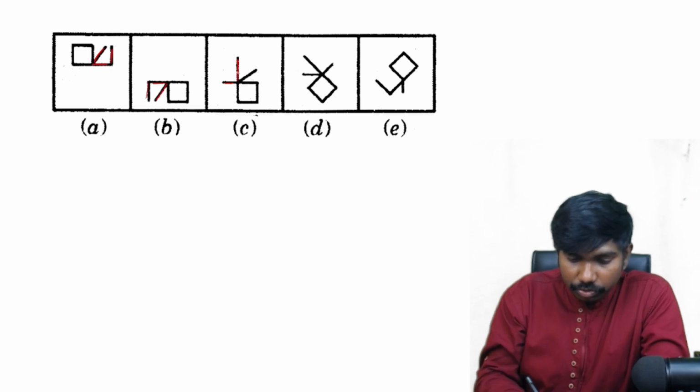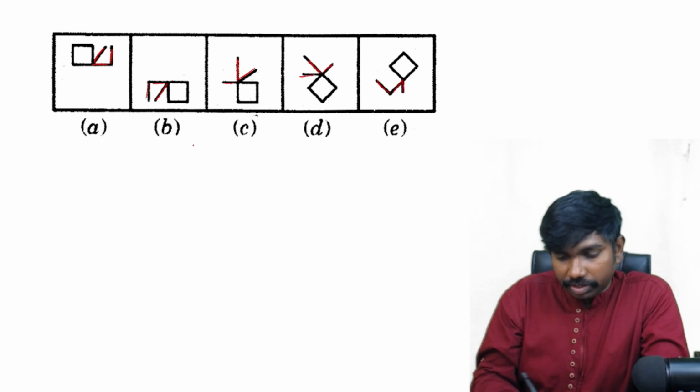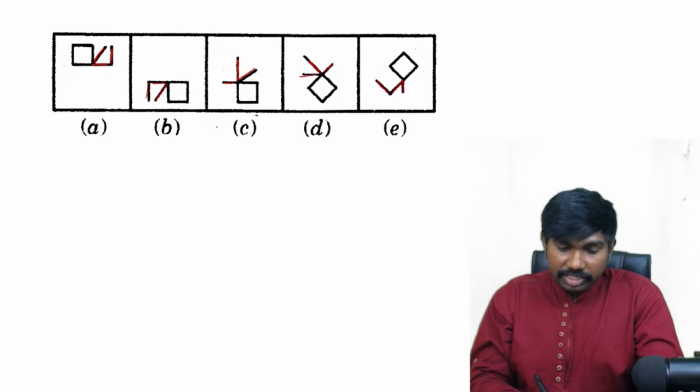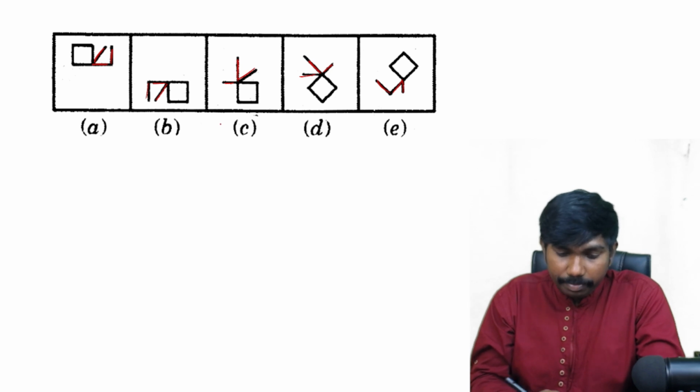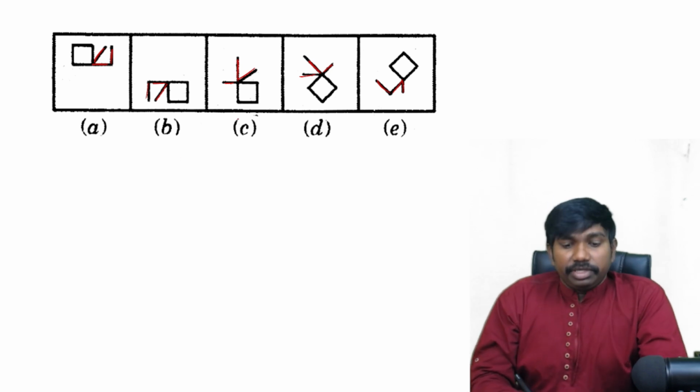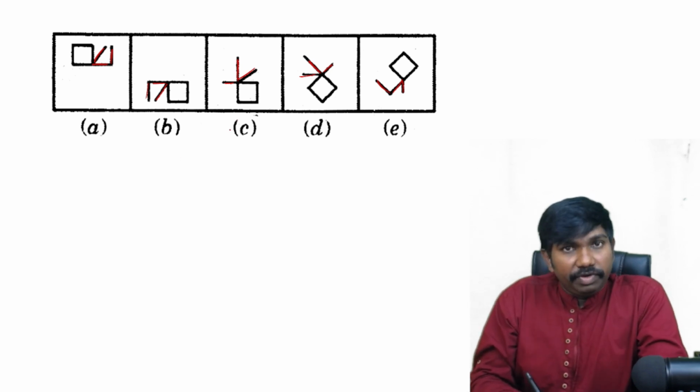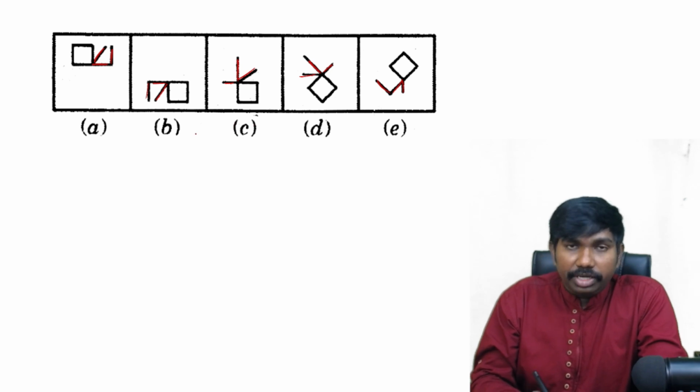Here also 1, 2, 3. Here 1, 2, 3. Here also 1, 2, 3. So that means the number of lines is not deciding the answer here; it is some other factor. One thing before I solve every question: you should try first. Pause the video and try yourself first, and then see the solution.